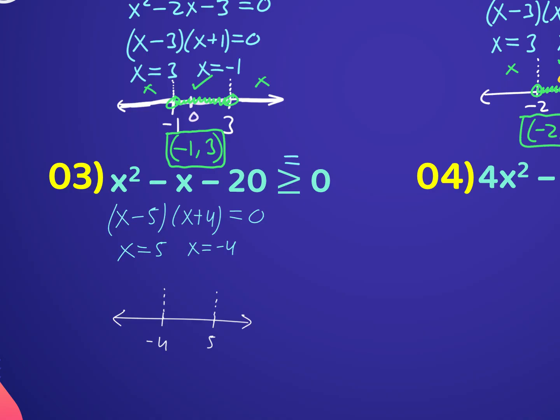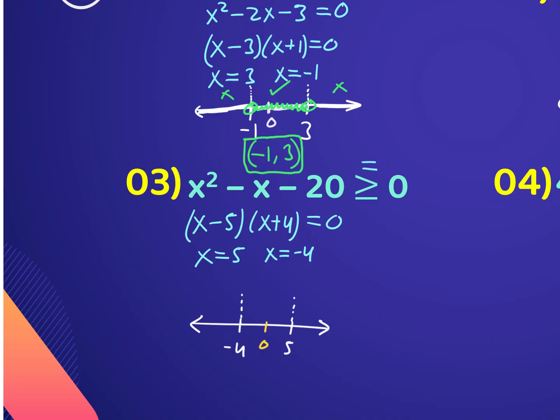I'm going to test the middle region again by picking 0, right? 0 is going to fall between these two numbers. So when I plug in 0 into the original inequality, I get 0 squared minus 0 minus 20 is greater than or equal to 0. So I get -20 is greater than or equal to 0. This is false, right? 0 is not less than -20. So this middle section does not work.